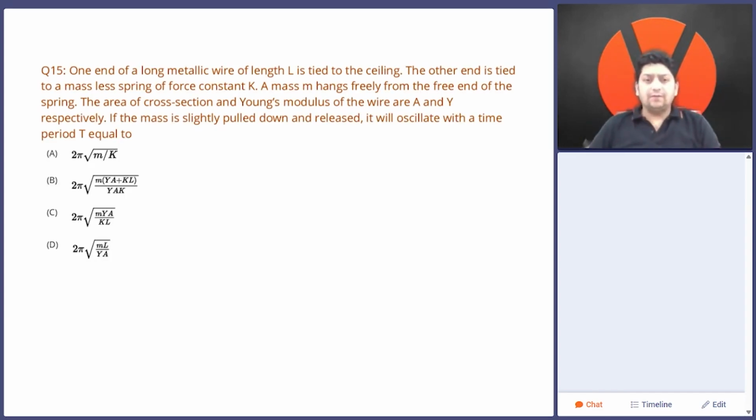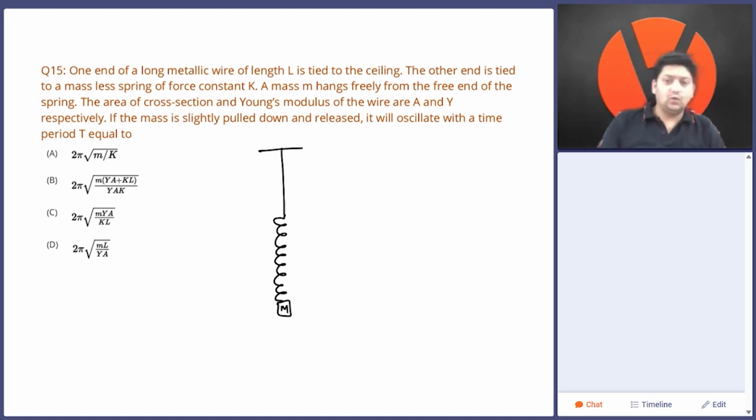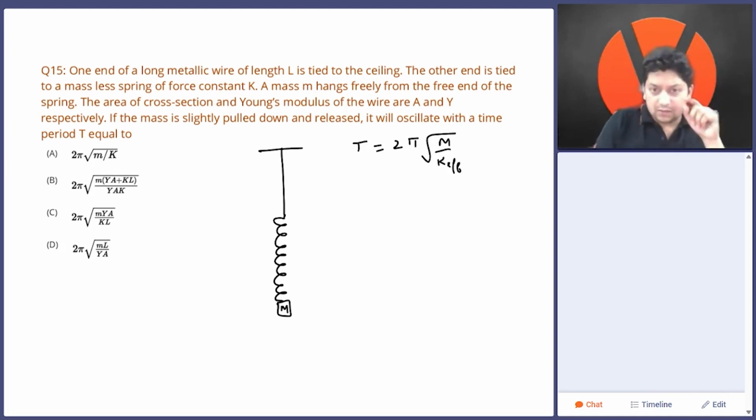One end of a long metallic wire of length L is tied to the ceiling. The other end is tied to a massless spring of force constant K. A mass M hangs freely from the free end of the spring. The area of cross section and Young's modulus of the wire are A and Y respectively. If the mass is slightly pulled down and released, it will oscillate with a time period T equal to what? See, the effective time period is 2 pi under root M by K effective. Now, as you can see, this is nothing but a series combination.